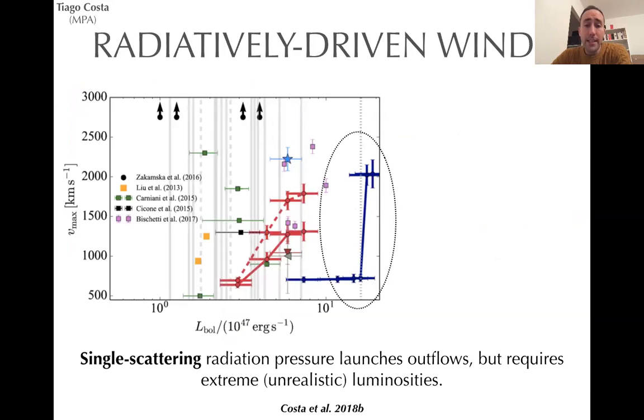We found that generally single scattering radiation is not sufficient to drive powerful outflows at realistic AGN luminosities. You can see this by looking at this plot. This shows on the y-axis the maximum outflow velocity, and on the x-axis the bolometric luminosity. And the blue data points show you the results from the simulations with only single scattering radiation pressure. What we found is that you can drive powerful outflows, but we need to reach luminosities which exceed 10 to the 48 ergs per second. These are much higher than the typical luminosities of redshift 6 quasars, which are marked with these vertical gray lines.